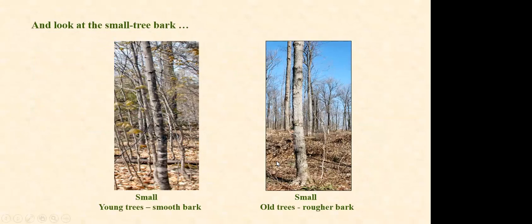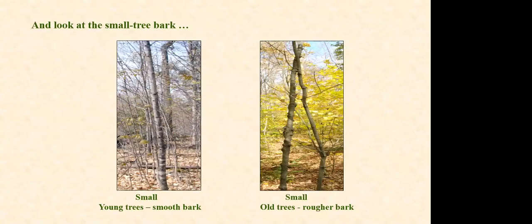A second way to look at them is at the bark characteristics, particularly of a small tree. On the left, a young tree, it has smooth bark. On the right, an old tree, but it has rough bark. It has bark that's more like that of mature trees. Notice in the background, the older tree, to the left of the one in the foreground, see the similarity of the bark characteristic.